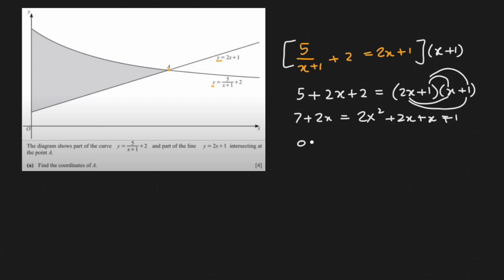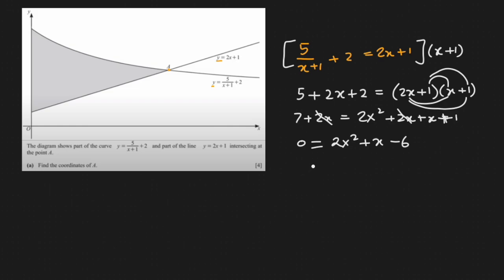Let's bring everything to the right side so that we get a quadratic equation. So 2x square. Oh, this 2x and this 2x cancel out, so we are left with only x. And this 7 goes there, becomes minus 7. So plus 1 minus 7 will be minus 6. All are taken care of. We got this particular quadratic equation, which will give us 2 answers, obviously.